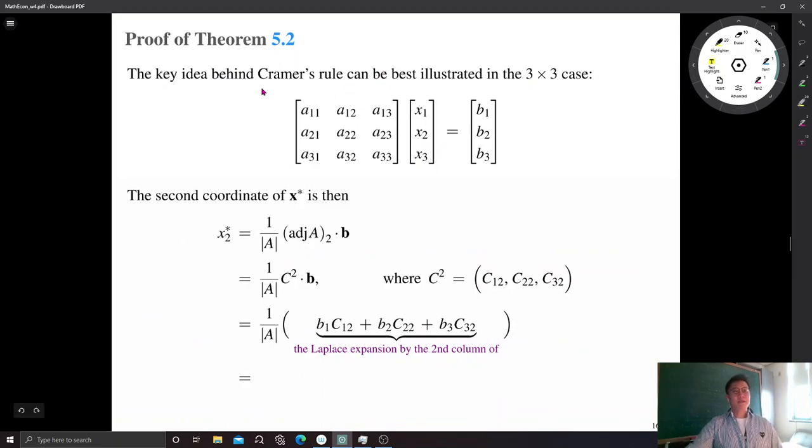All right, then let me illustrate how we obtain the formula, Cramer's rule. The key idea can be best presented in the 3 by 3 case. We have a 3 by 3 coefficient matrix, 3 variables, and 3 constants on the right hand side. Using matrix inversion, we know x1, x2, x3 equals A inverse times the parameter matrix B, where I call this matrix A.